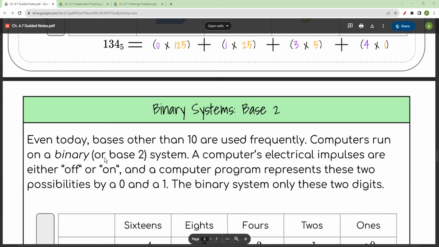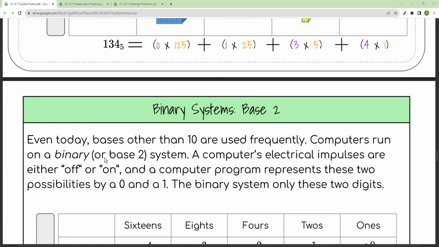So we talked about base 5s. Now let's talk about base 2s. If you are interested in computer programming or really any kind of computer science, you'll use binary systems. You'll use base 2, you'll use base 8, and also base 16.